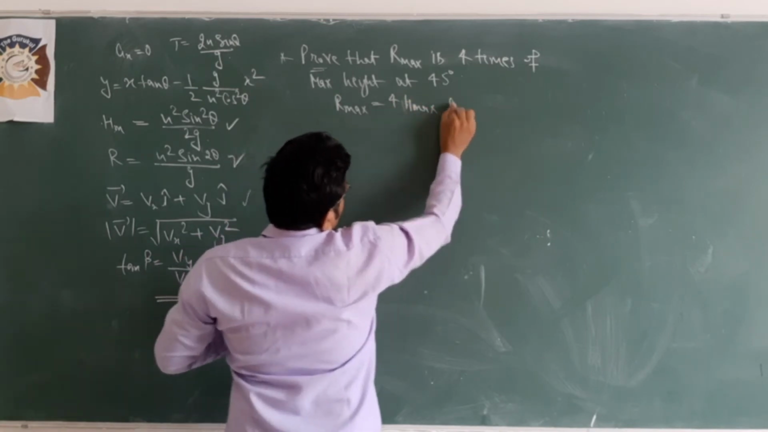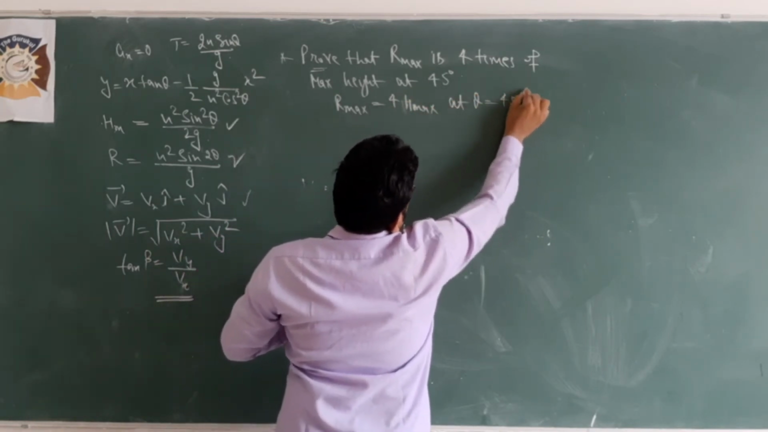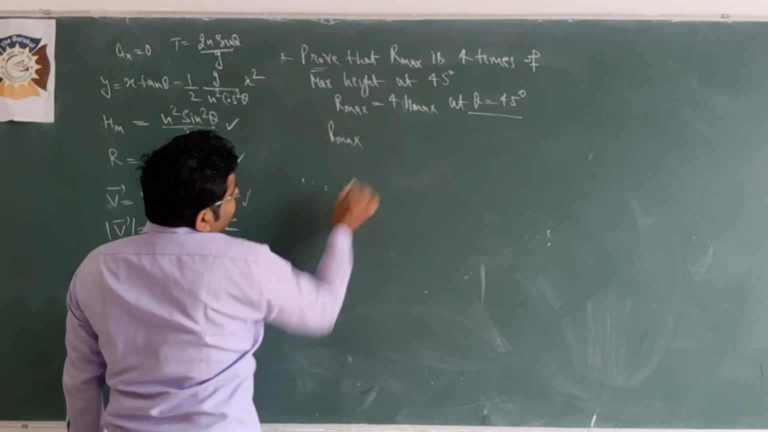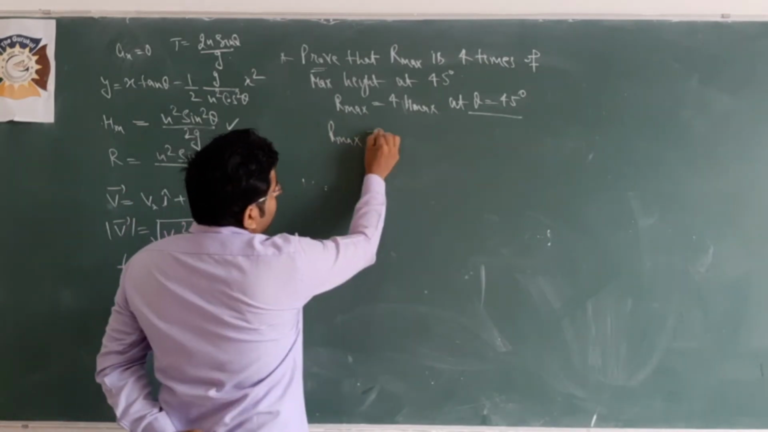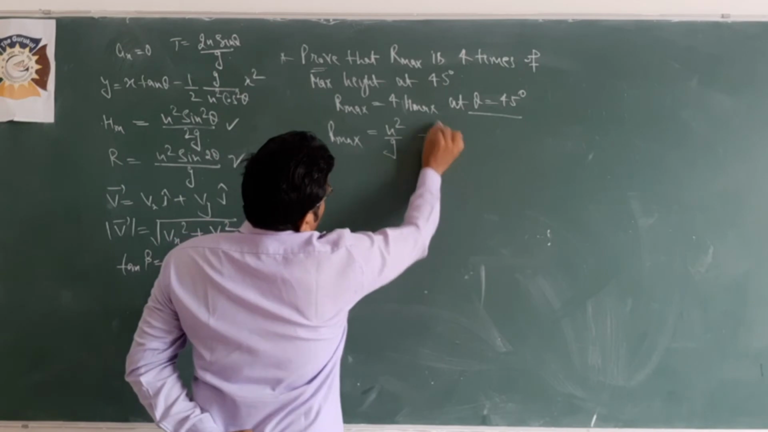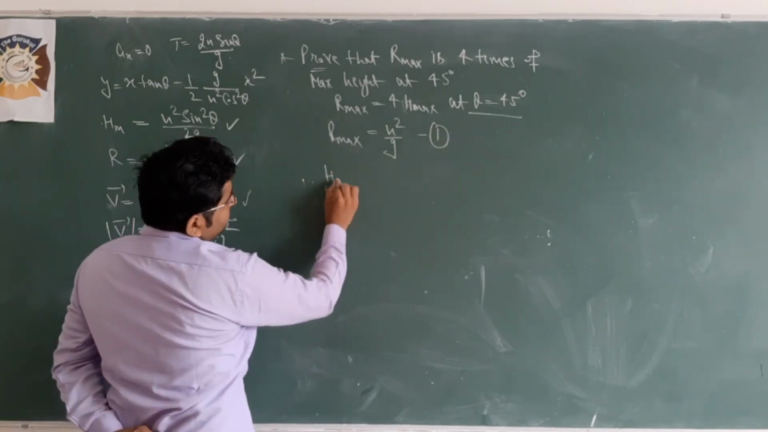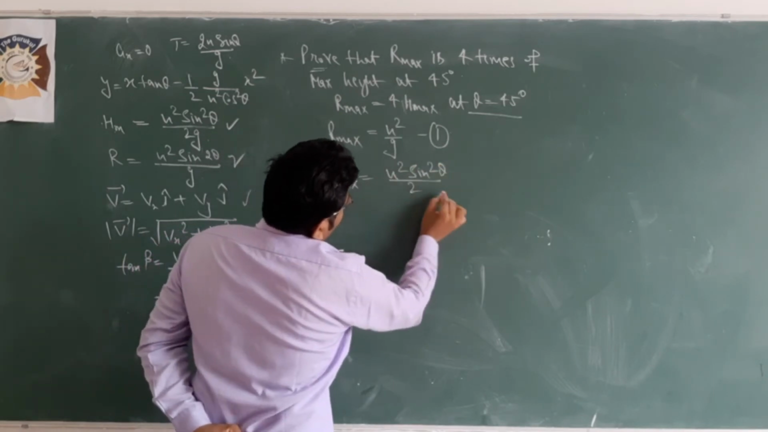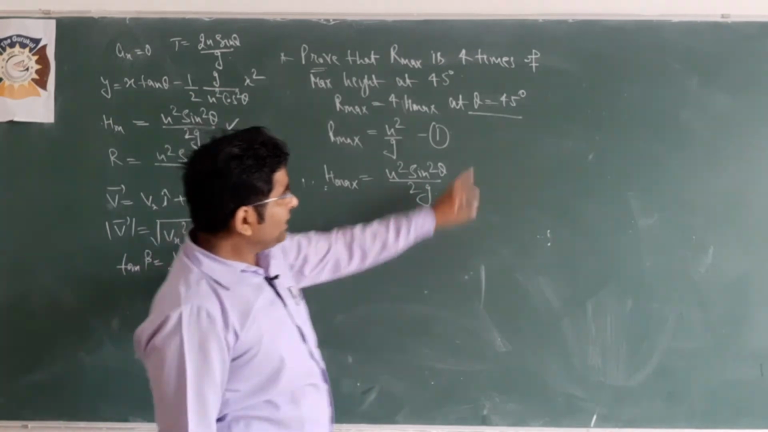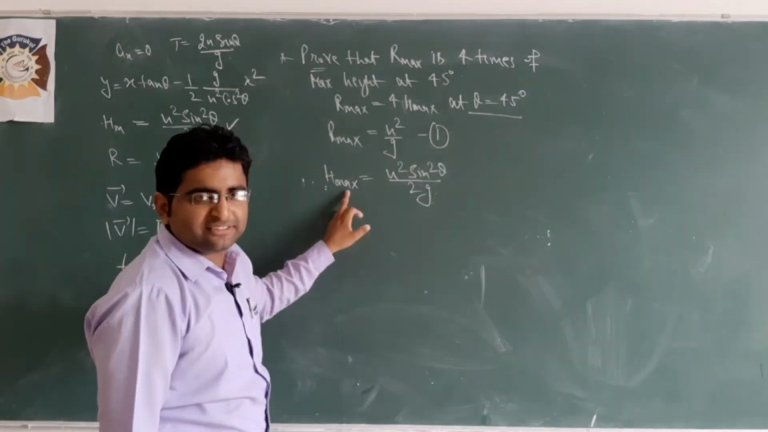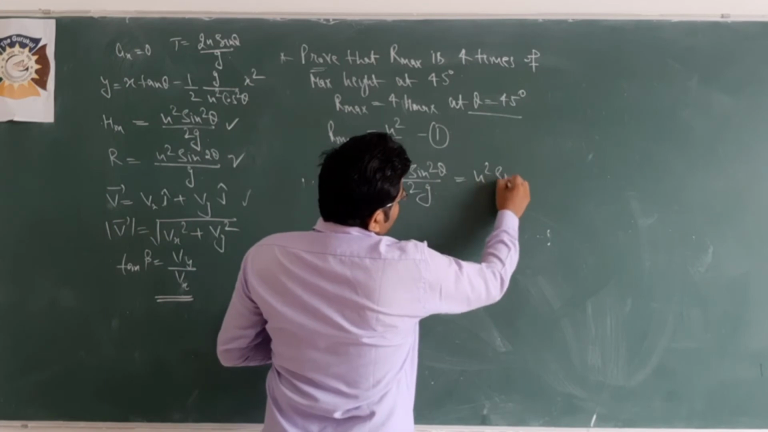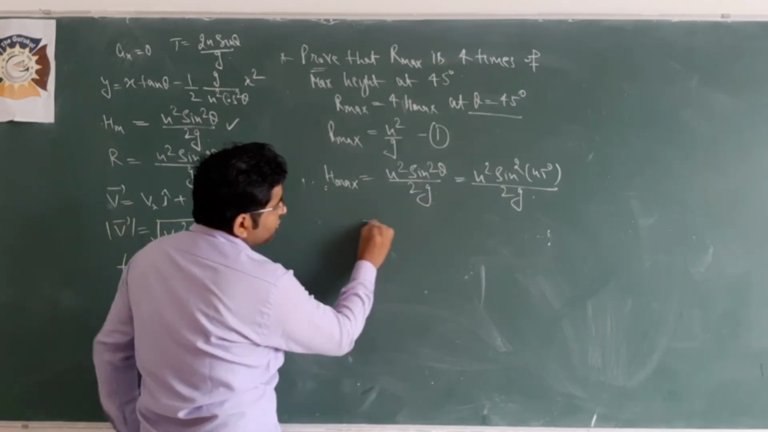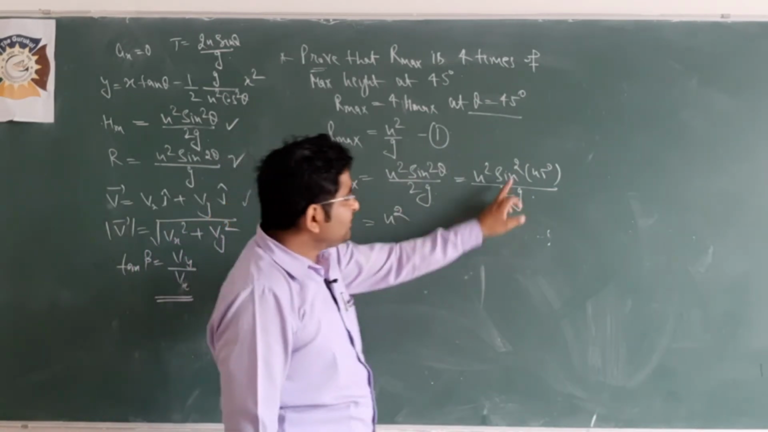At angle 45 degree. So beta R max, we know that maximum range is given by u square upon g. Now beta h max, it is equal to u square sin square theta upon 2g. So beta at angle 45 degree, we will calculate the value of h max. U square sin square 45 degree upon 2g.